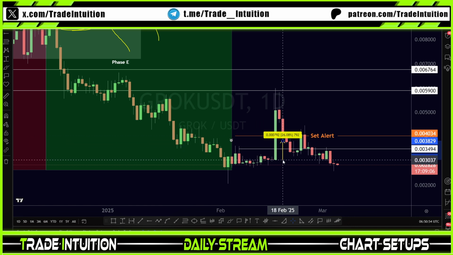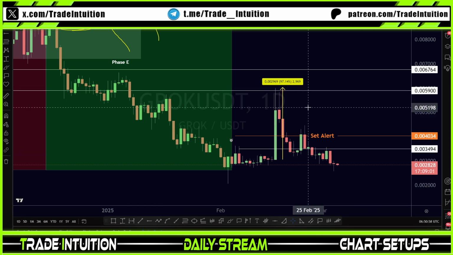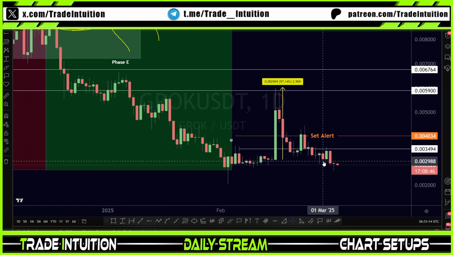How big was this one candle on the daily? This was almost 100%. If you enter on candles like this, there is an extremely high possibility it's going to come back to at least the 50% mark, if not greater. And this one did just that. It took all of its profits back. So whenever you see a candle like this, you want to wait.